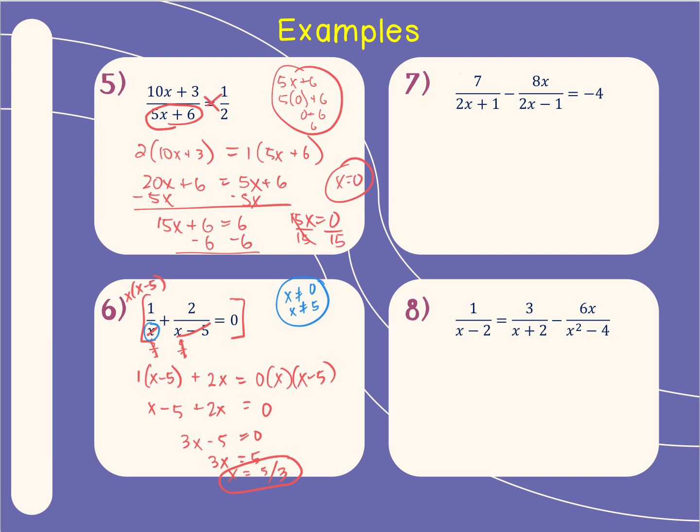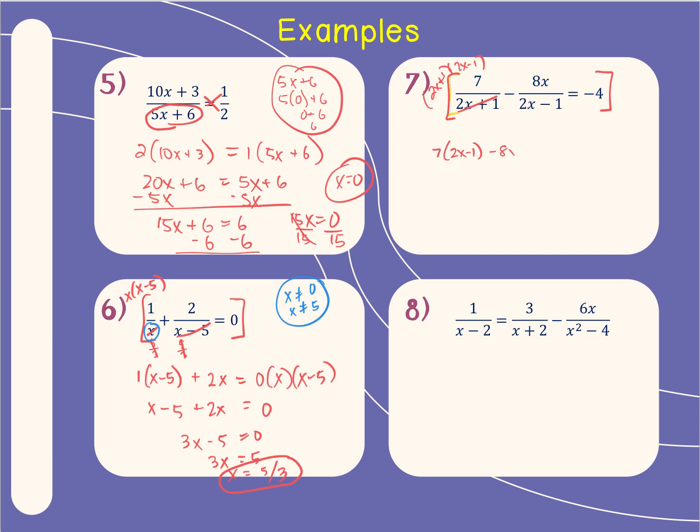So again, I'm going to multiply here by the least common denominator, which in this case is going to be 2x plus 1 times 2x minus 1. And so again, when I multiply that first fraction by it, the 2x plus 1s will cancel out, and it'll leave me with 7 times 2x minus 1.